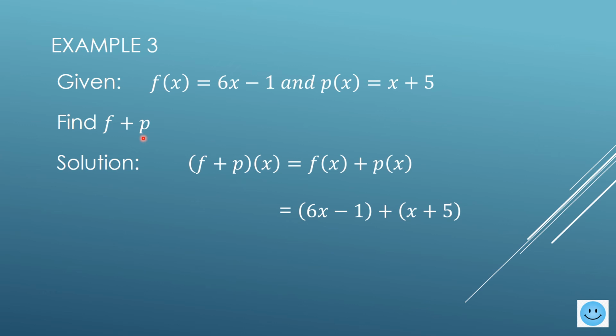Okay, next, combine like terms. So combining like terms, we have 6x and x. See that? So we have 6x plus x, that is equal to 7x. We can also combine -1 and +5. So unlike signs, subtract and copy the sign of the bigger number. So -1 plus 5 is equal to +4. So our final answer is 7x plus 4. That's it.